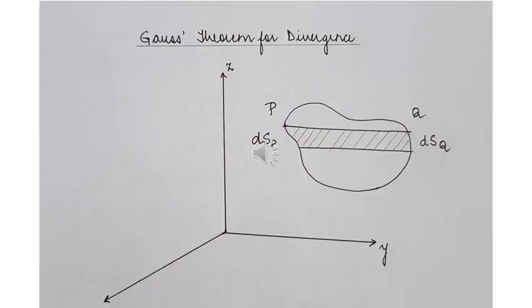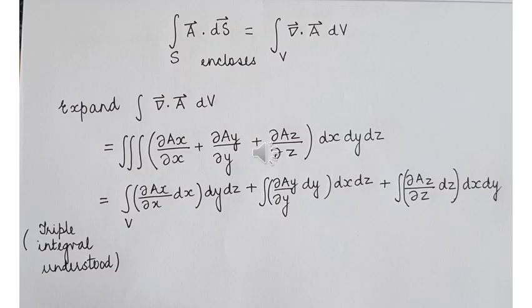On the right hand side is a photograph of Carl Friedrich Gauss, taken from Wikipedia. To prove the Gauss theorem for divergence, we consider the following figure. In the XYZ space, we have a patch of area, and let us select two points P and Q. Let there be a small strip represented by dSP, dSQ. Now the statement goes that the integral of A dot ds is equal to the integral of divergence of A dv, where S encloses V. So we begin from the right hand side and expand divergence of A dv. I am writing the triple integral only in the first expression. Subsequently it will be assumed that when I write an integral over V, it means a triple integral.